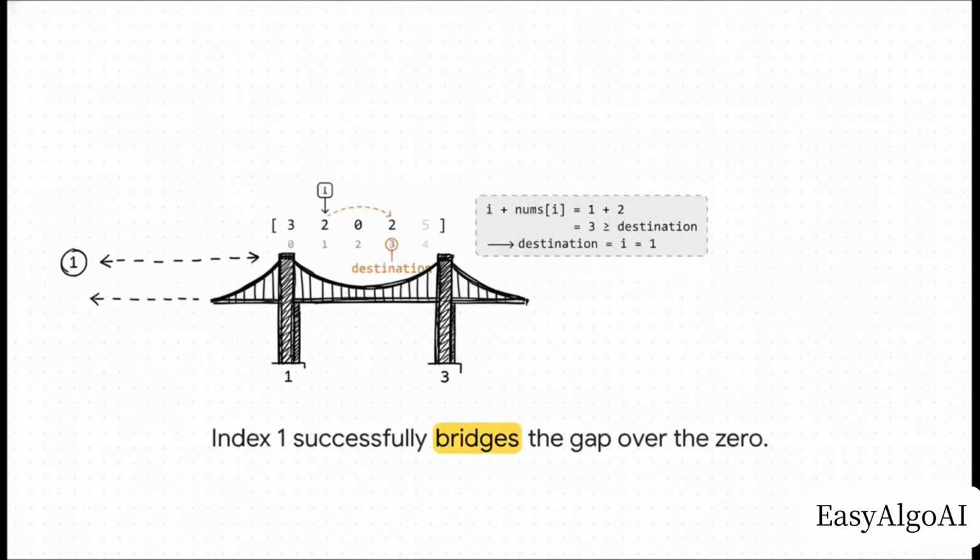So we step left again to index 1, which holds a 2. Index 1 plus jump value 2 equals 3. Is 3 greater than or equal to our destination of 3? Yes, it is a perfect match. That means from index 1 we can successfully bridge the gap right over that dead-end 0. Our destination marker shifts left once again, making index 1 the new target.